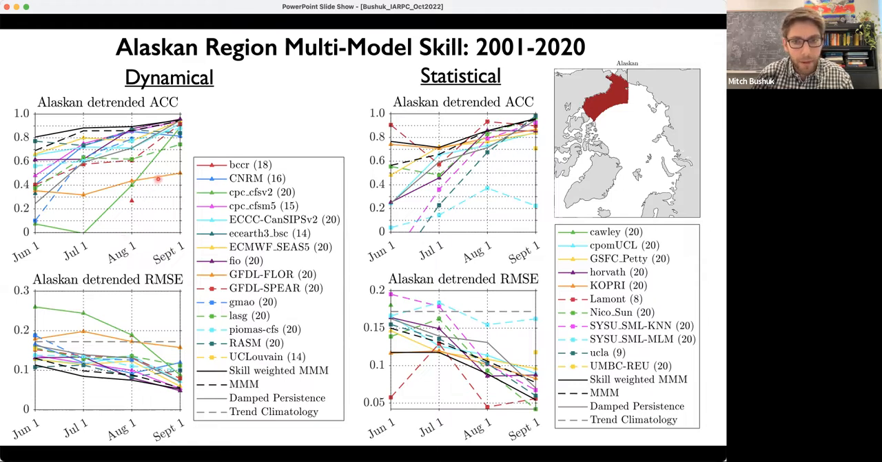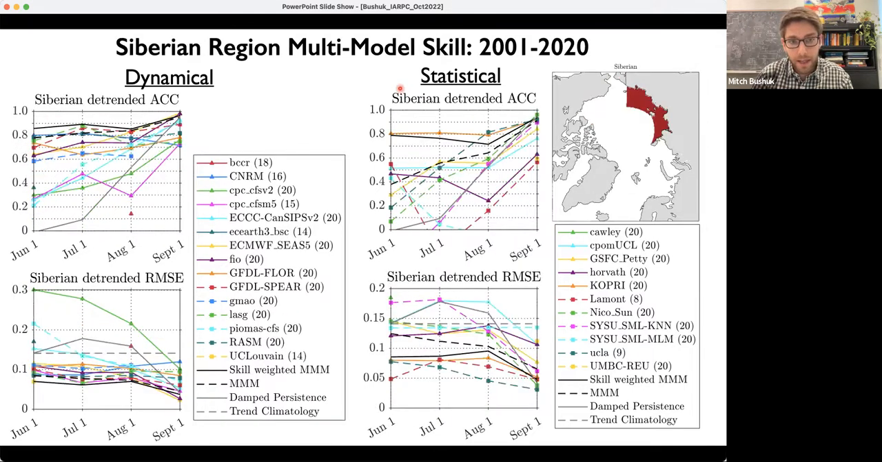What we see here is that both the dynamical and statistical models do have skill at predicting Alaskan sea ice extent. Generally, it seems like the dynamical models are doing a little bit better in this region compared to the statistical models. And we find that that's also the case in the Siberian sector. So this region encompasses the Laptev and East Siberian seas. And again, we see that there's this group of dynamical models that seems to be doing quite a bit better than the statistical systems in this region.